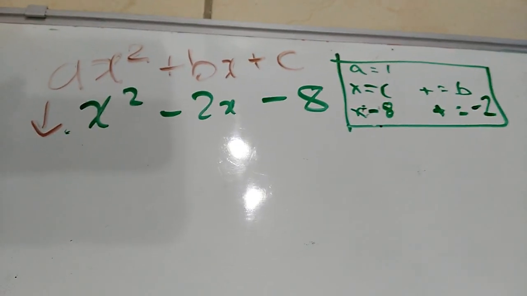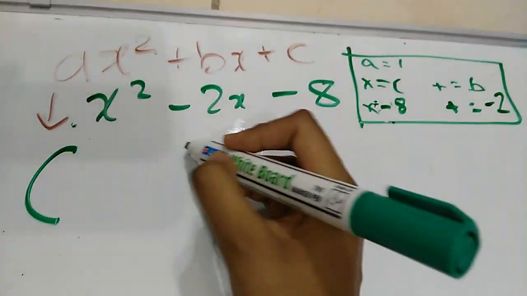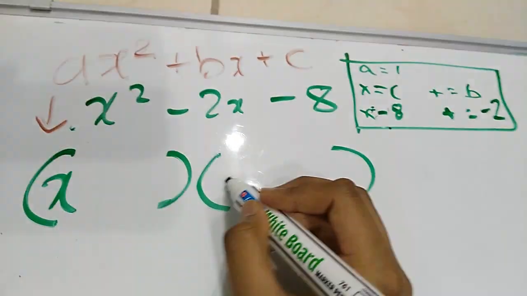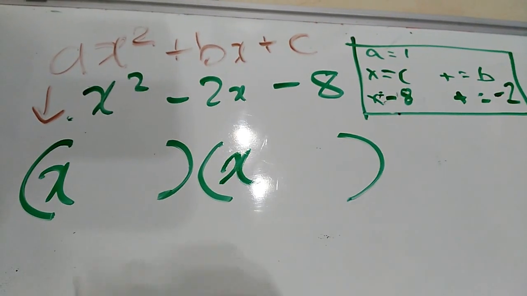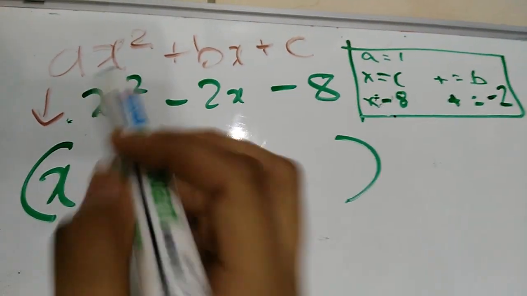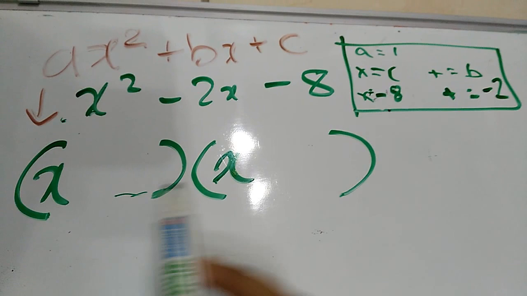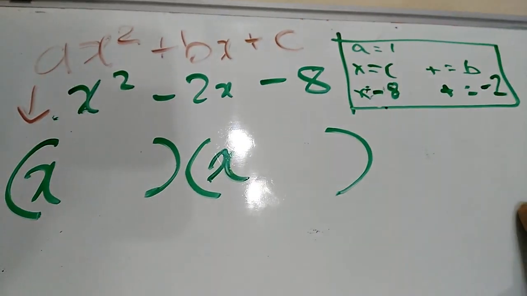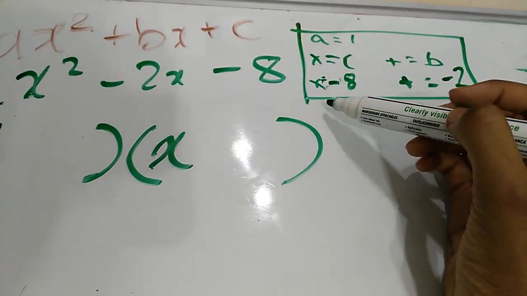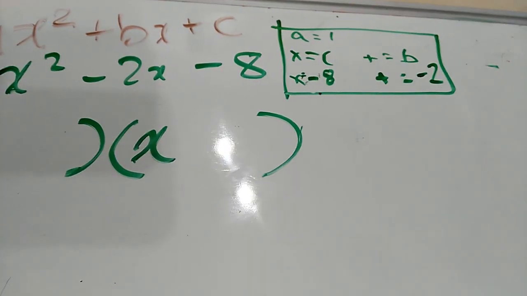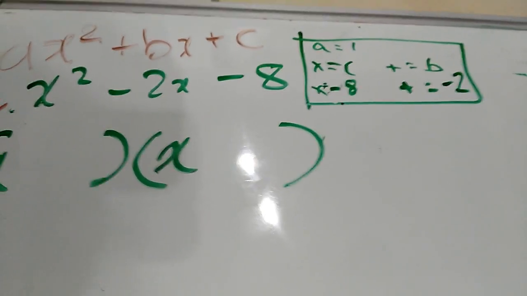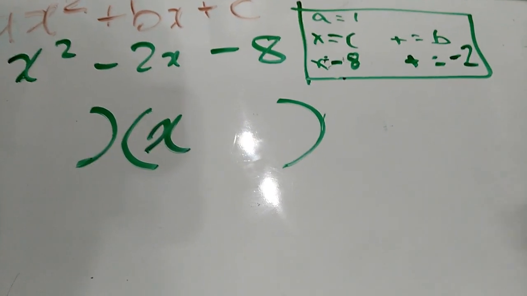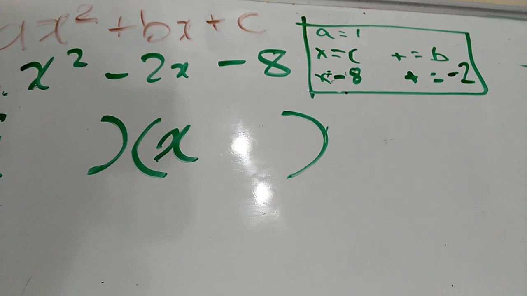And because a is equal to 1, the first thing I do is just simplify it into two brackets and make x my first value in each bracket. So when I times out, it gives me x squared. Now I need to find out what values are in my brackets and fill them up. So I focus on my multiplication. And first of all, I take a step back. There are negatives involved.